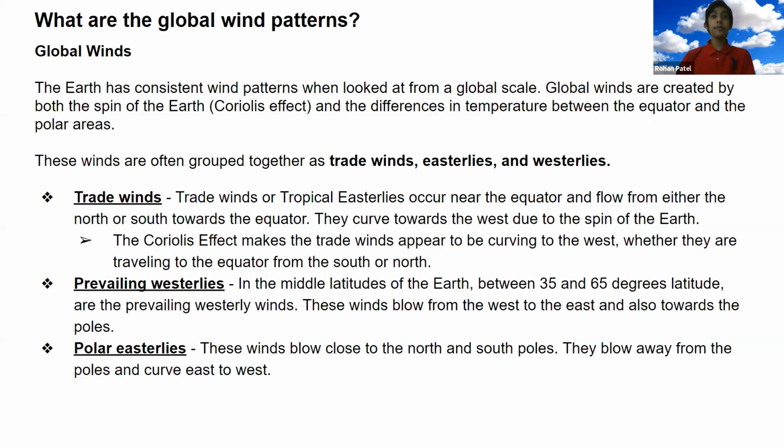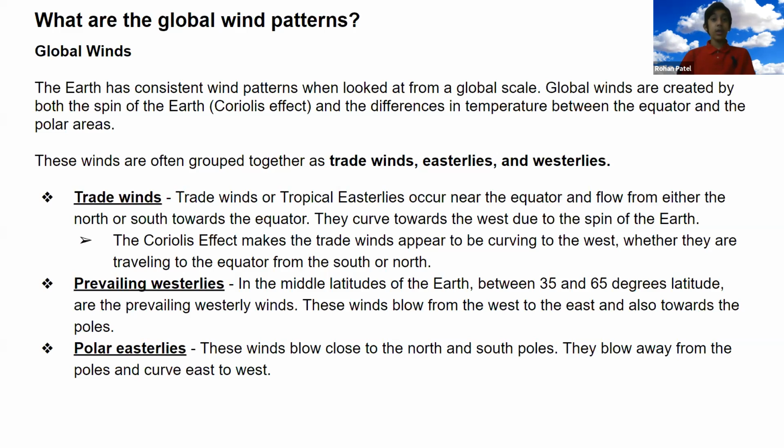These winds are often grouped together as trade winds, easterlies, and westerlies. Trade winds, or tropical easterlies, occur near the equator and flow from either the north or south towards the equator. They curve towards the west due to the spin of the Earth. The Coriolis effect makes the trade winds appear to be curving to the west, whether they are traveling to the equator from the south or the north.